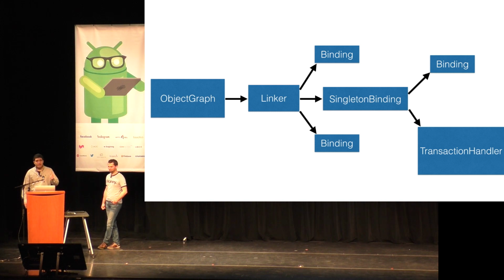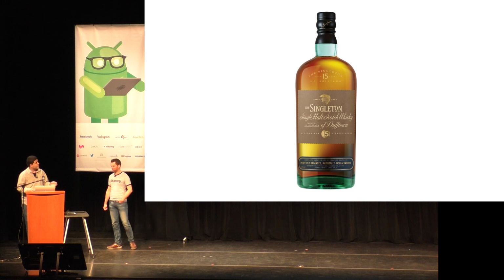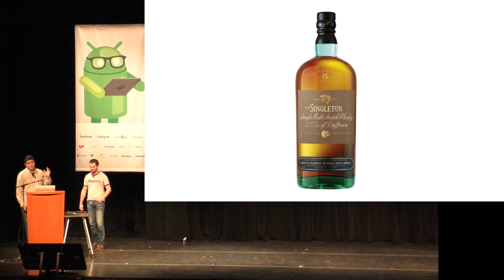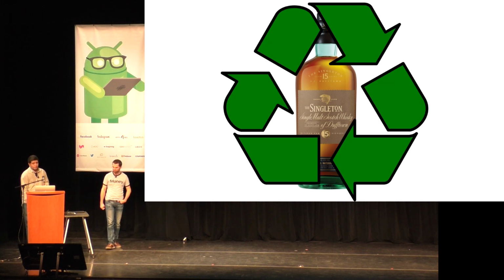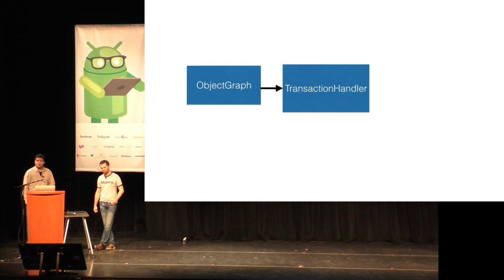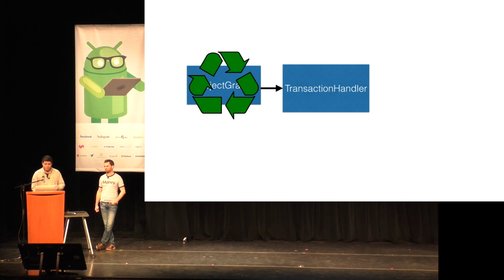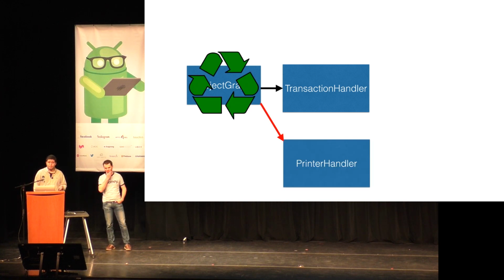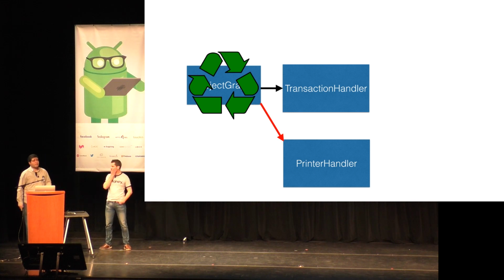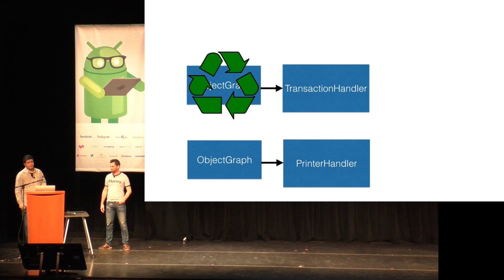Okay, so the object graph holds all the singletons in memory. But we don't need that instance anymore, right? So we can just recycle it. Well, the object graph holds a singleton in memory. And when we want to go to the printer screen, we no longer need this transaction handler. So we can get rid of that object graph. On the printer screen, we're going to need a printer handler. And it can't be held by the same object graph because it's been recycled. So we create a new object graph.